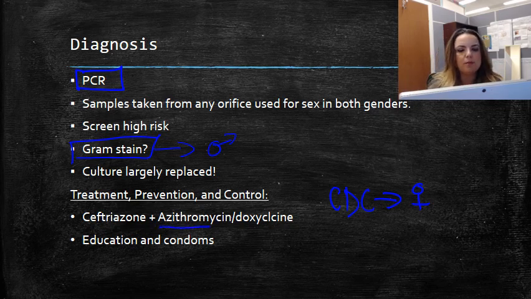Ceftriaxone with either azithromycin or doxycycline is kind of the treatment of choice for other forms of gonorrhea, not neonatorum. But there has been a high level of resistance to cephalosporins observed. And honestly, our best option right now is education and proper condom use. Educating the public and using condoms effectively is really our best bet because we don't have a vaccine.